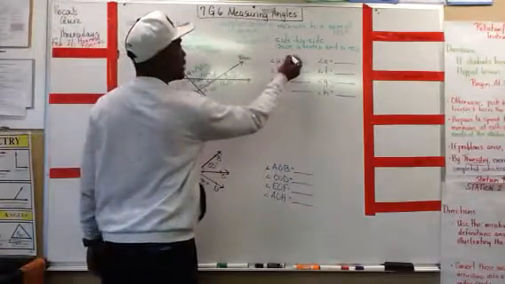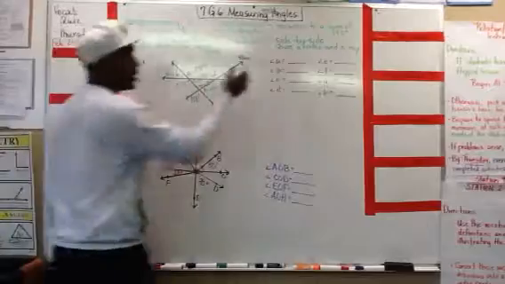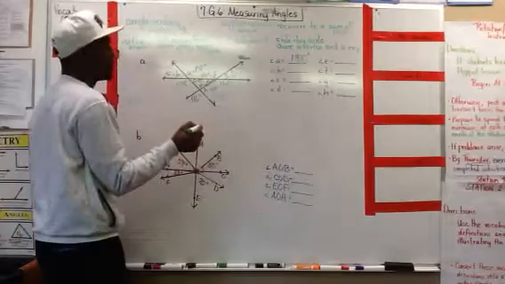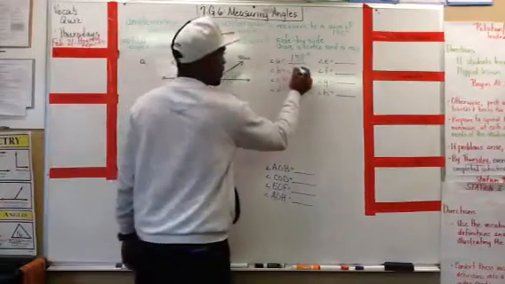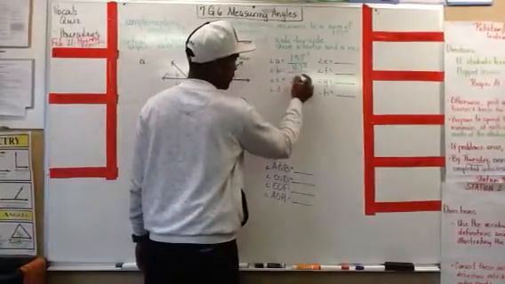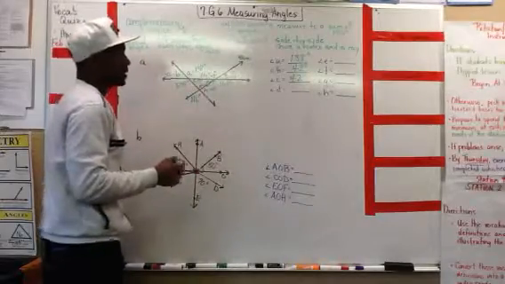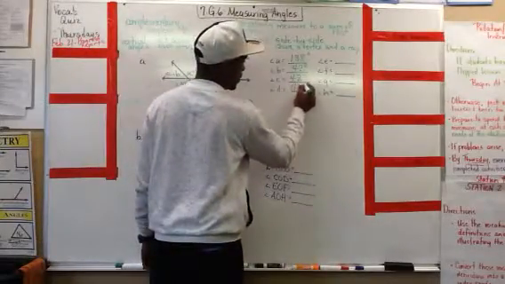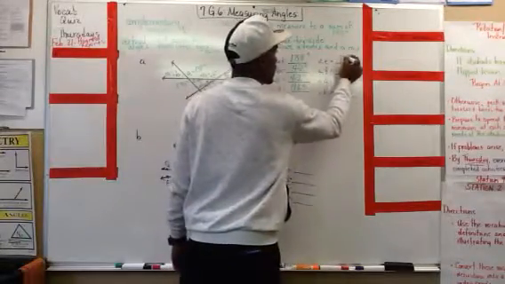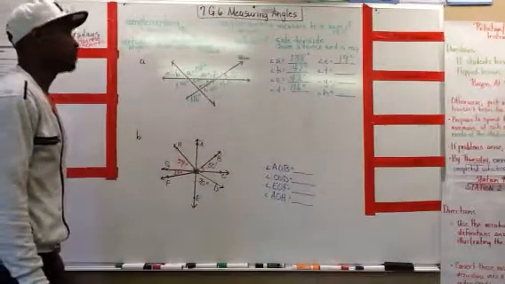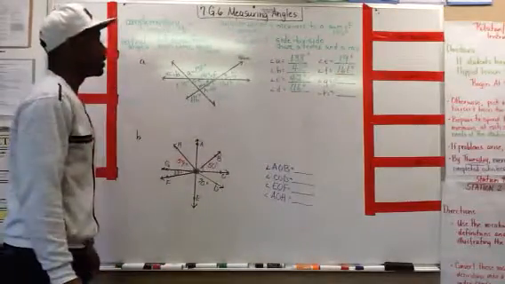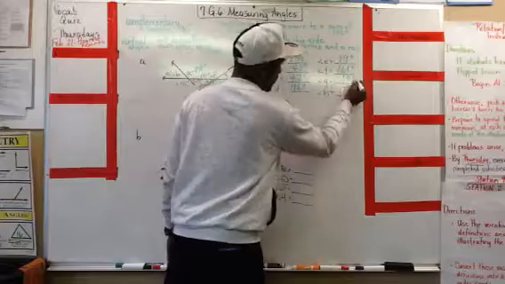Do I know the measure of A? What is it? 138. I'm sorry, y'all can see better than me. 138 what? Degrees. What about angle B? 42 degrees. Thank you. What's C? 42 degrees. D? 116 degrees. E? 19. F? 161 degrees. G? 19 degrees. And H. 64 degrees.